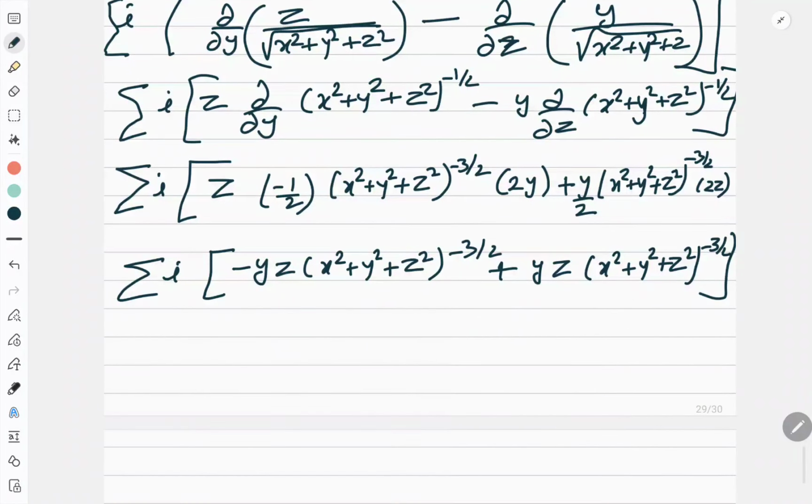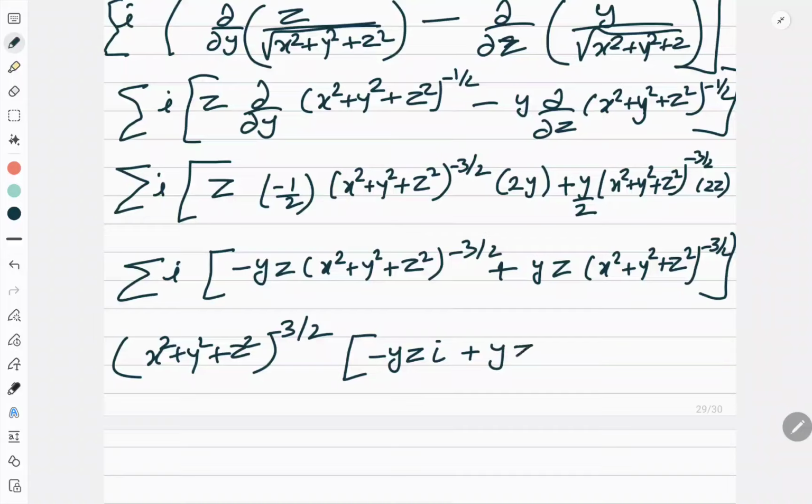Correct? So now in all the terms, when I open the summation, (x square plus y square plus z square) to the power minus 3 by 2 will come out and you will be left with minus yz I, plus yz I, and this is summation. So this is 0, so obviously I got 0, so it is irrotational. So this is what it is all about, your divergence and curl.